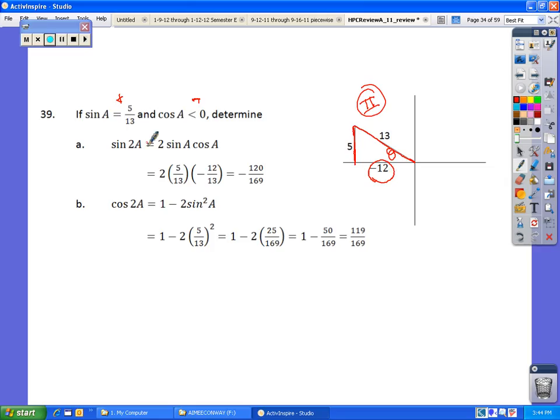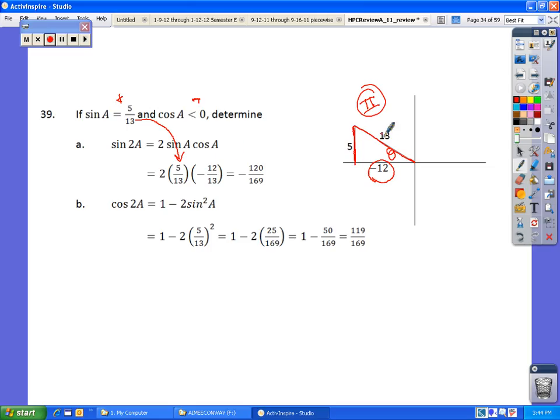So now I can use my formulas from your semester exam review packet, and you know that sine of 2A is the same as 2 times the sine of A cosine of A. And now you're going to substitute. We already know what sine of A was. They told us what that was, so we put that in right there for sine of A. And cosine of A we're going to have to get from our triangle.